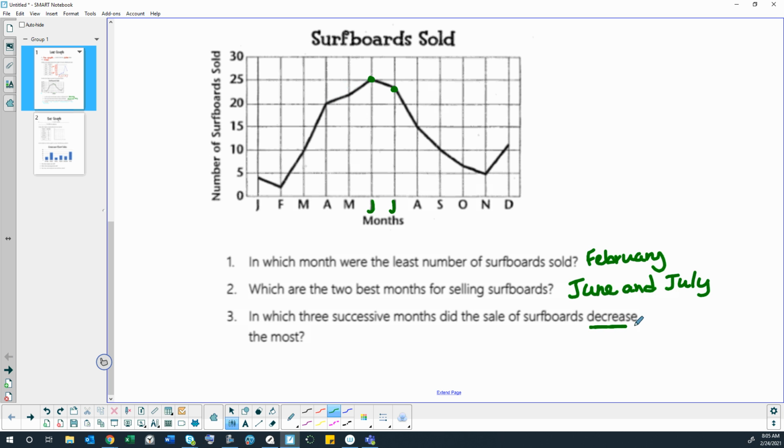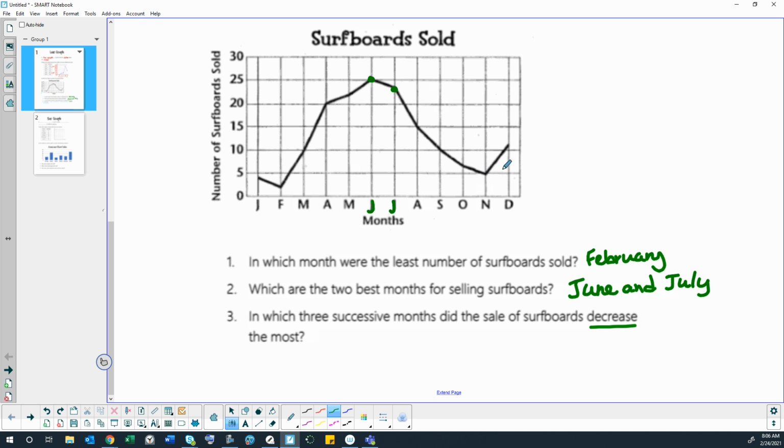We're looking for a decrease. So we want a negative slope going down. So this one is not as steep. So I would say June to July is not the most decrease. But if we look from there, from July to August, there's a really steep decrease. And it's still pretty steep from August to September. And still pretty steep, even though it starts to flatten out just a little bit from September to October. And then it flattens out even a little more, which makes this look a little bit curvy. Before November, when they start to go up again.